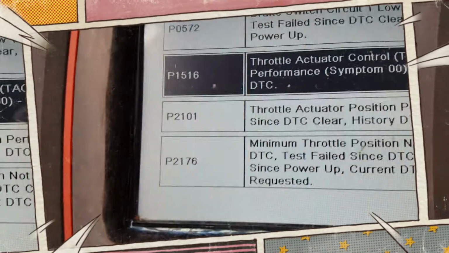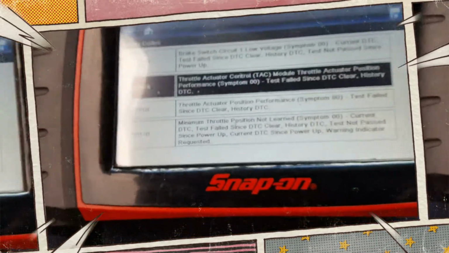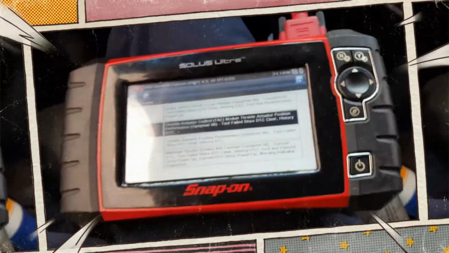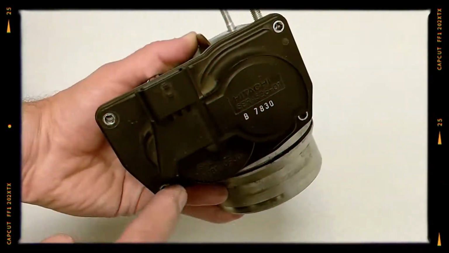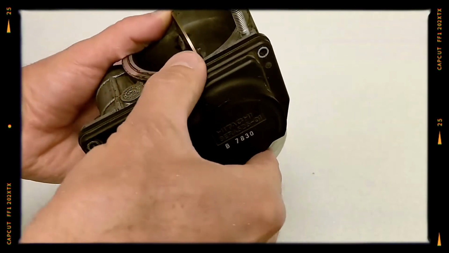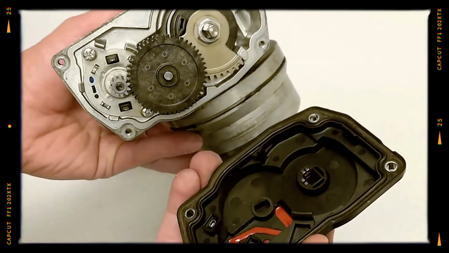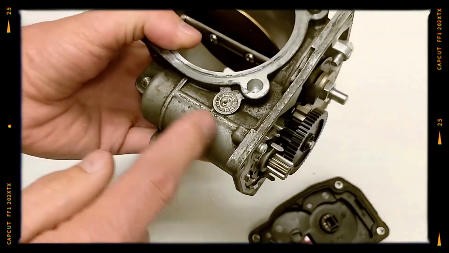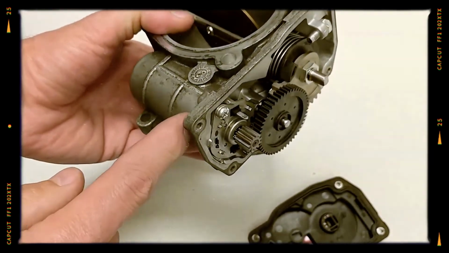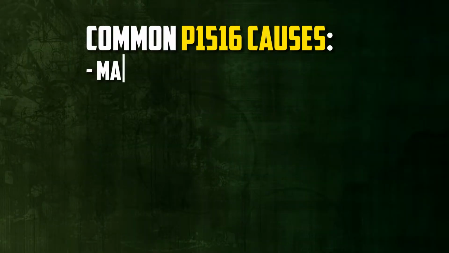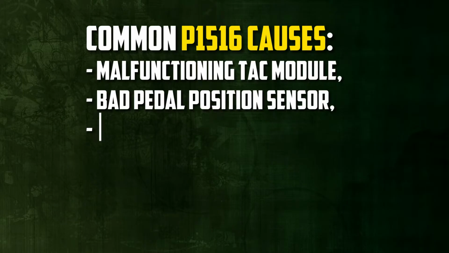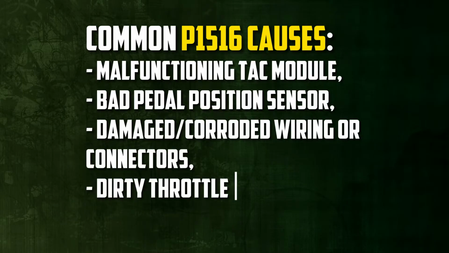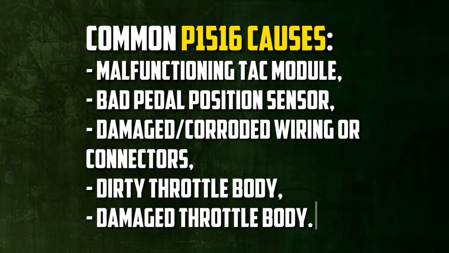A malfunctioning throttle actuator control module, or the wiring to it, is the most frequent cause of code P1516. Given that the TAC module is where the error code is located, it makes sense to assume that there might be a problem with this component. That is not the only reason, though. Here are some typical P1516 DTC causes: malfunctioning TAC module, bad pedal position sensor, damaged or corroded wiring or connectors, dirty throttle body, damaged throttle body.